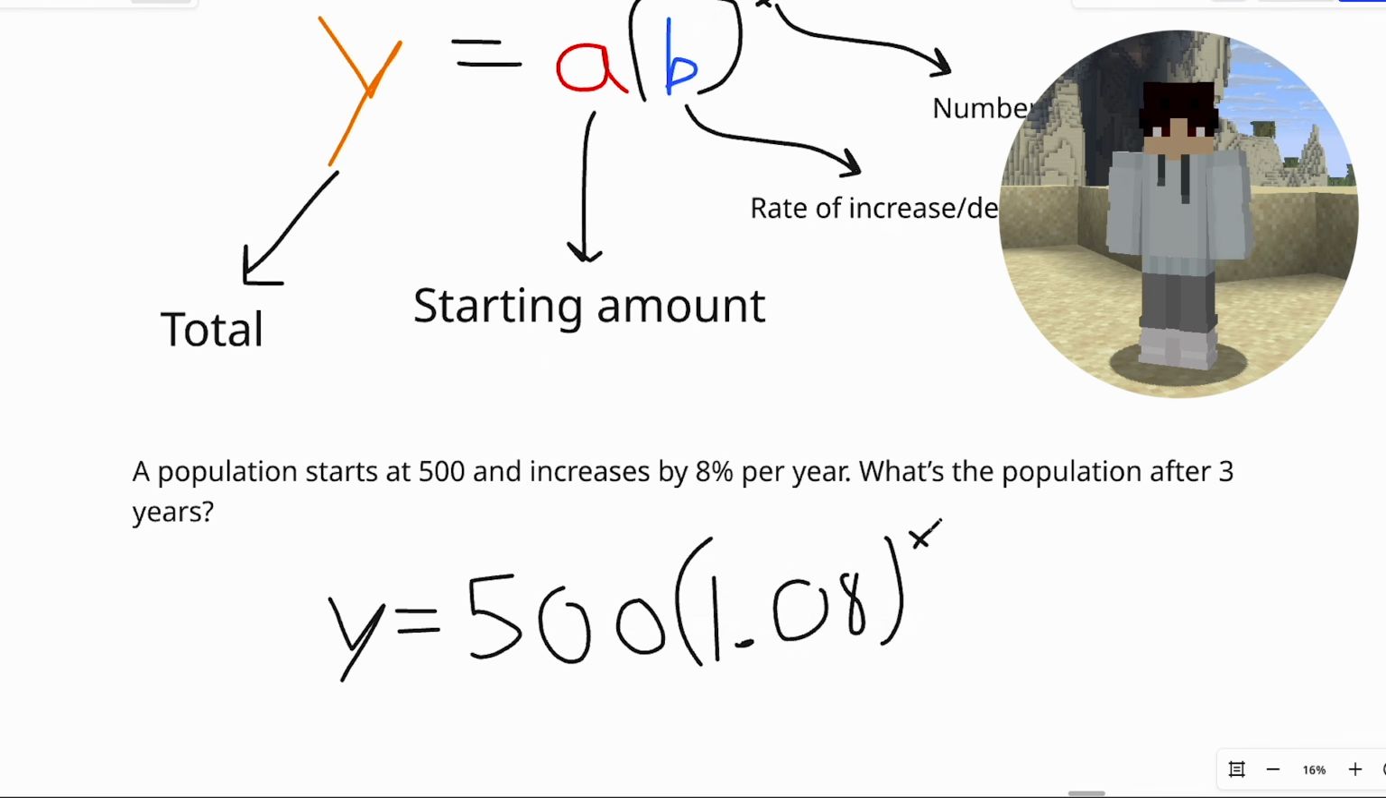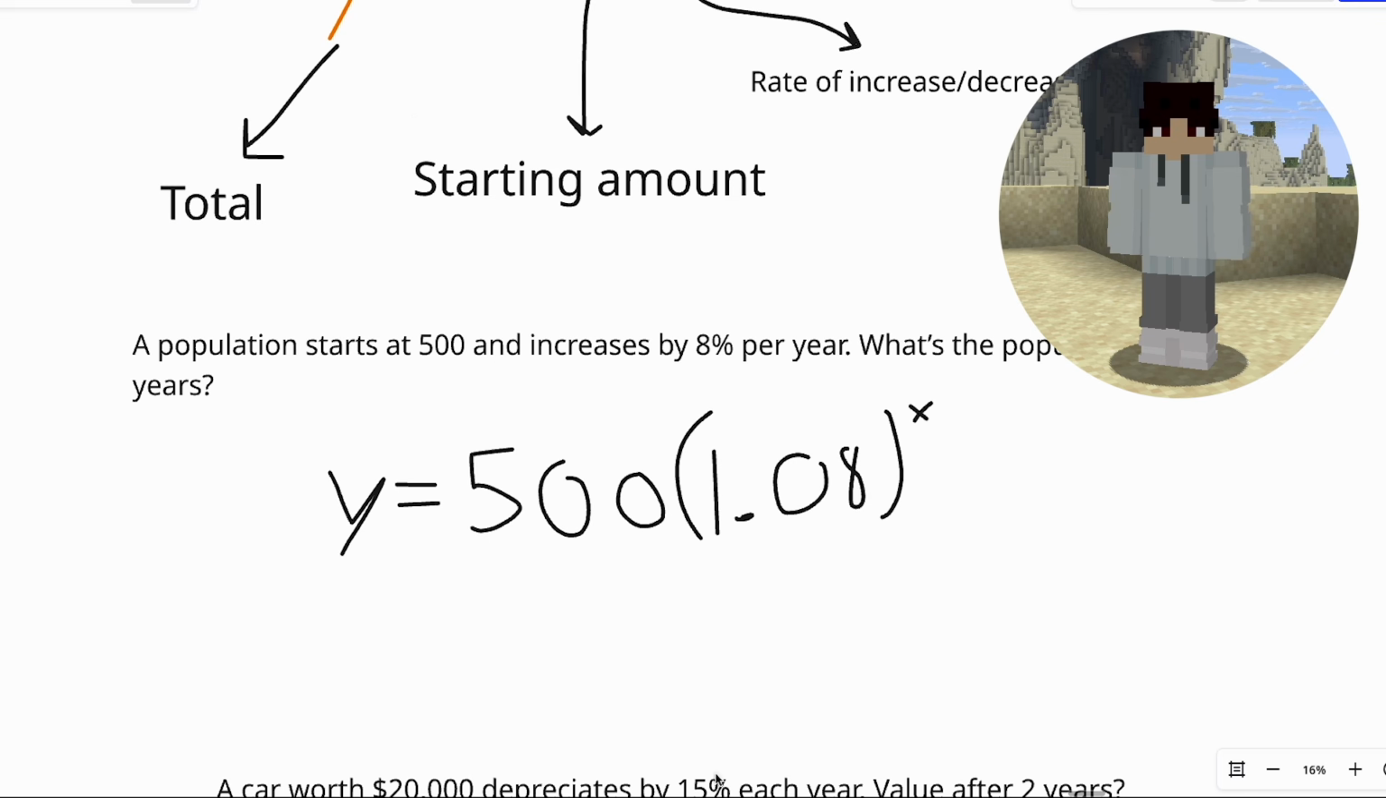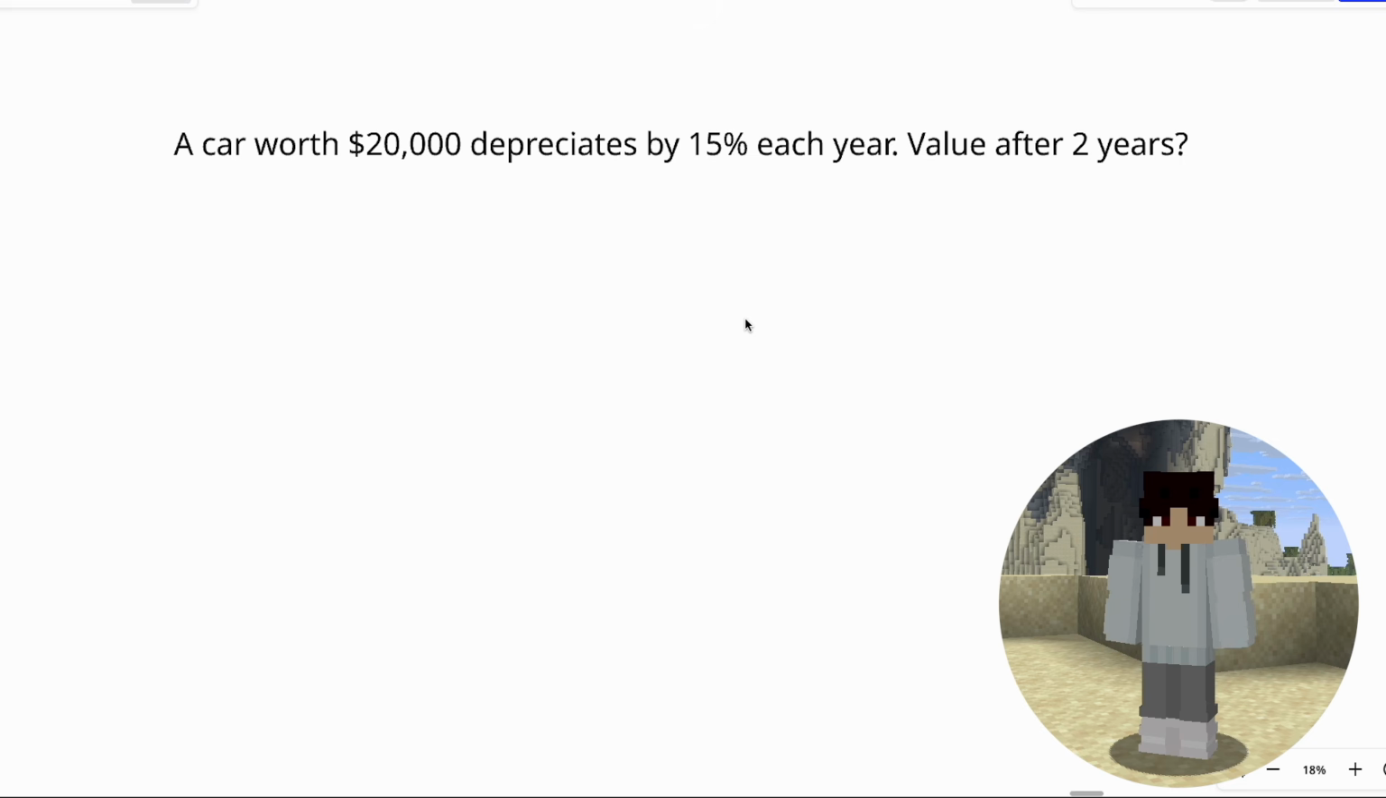So what is the population after 3 years? Let me just put this into Desmos and put 3 in for X and see what it gives me. Okay, it's 629.856. Since you can't have part of a human, you just have to say 629. Okay, then we have a car worth $20,000 depreciates by 15% each year. What is the value after 2 years?